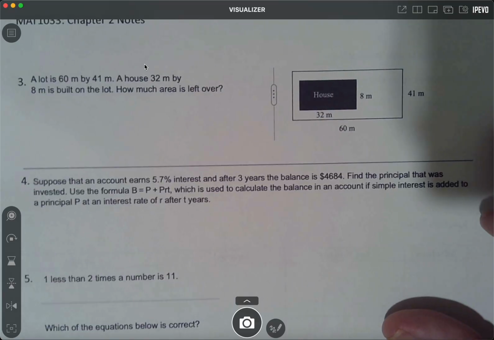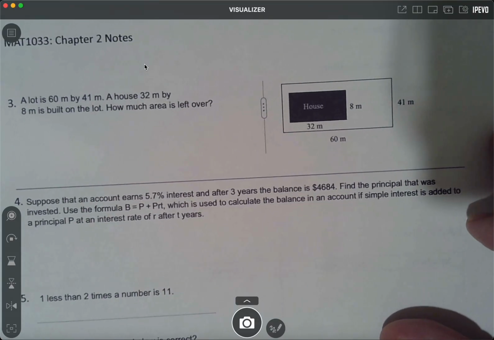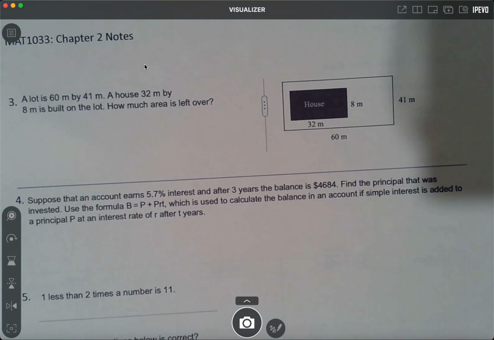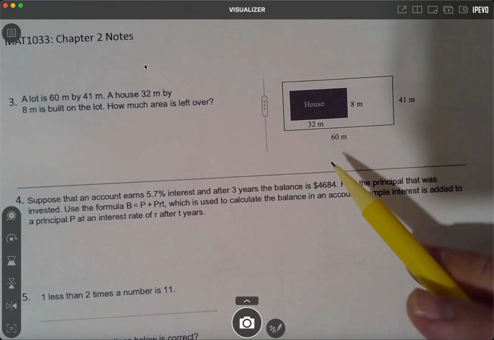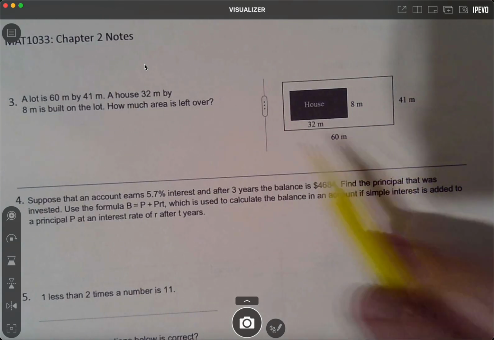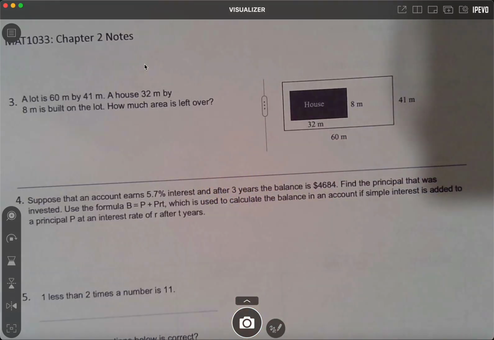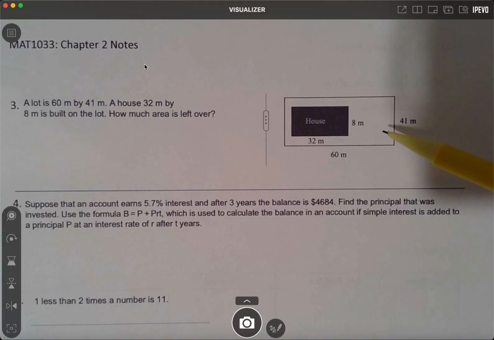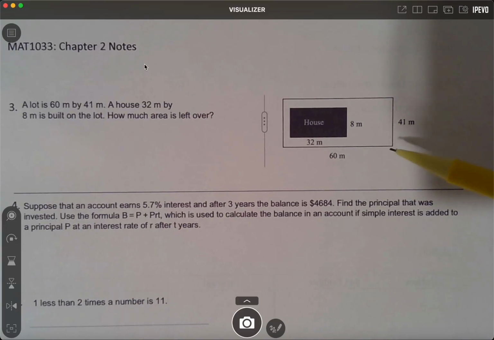Up next, we've got a little bit more geometry to still work through. We have this kind of crude picture of a house and a lot, and they want to know how much area is left over after you build the house on the lot. In other words, how much is left on the lot after you put a house on it? How much lawn are you going to have is another way you could say it.